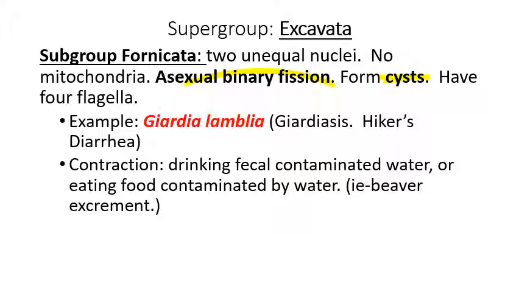vegetables and fruits that have not been properly washed before you eat them may have cysts of Fornicata like Giardia lamblia. Right, so Giardia lamblia, giardiasis, is sometimes referred to as hiker's diarrhea. I probably will ask you that on multiple choice questions. Hiker's diarrhea is caused by Giardia lamblia. It happens when you drink water that's contaminated by animal feces, in particular beavers, for example.